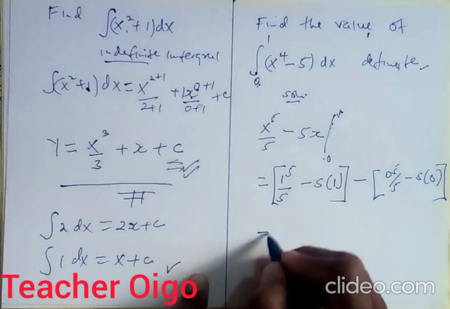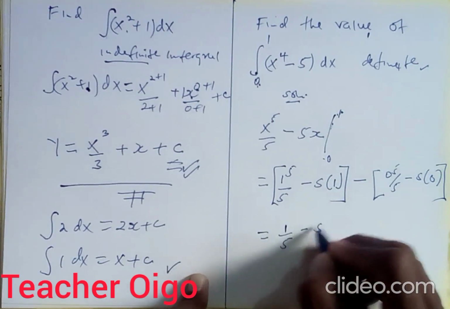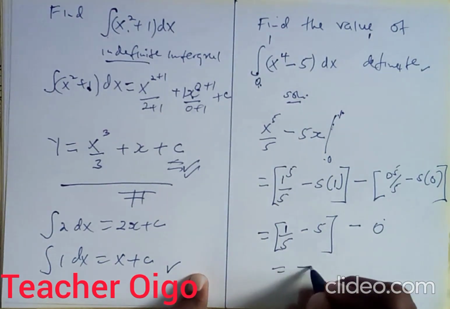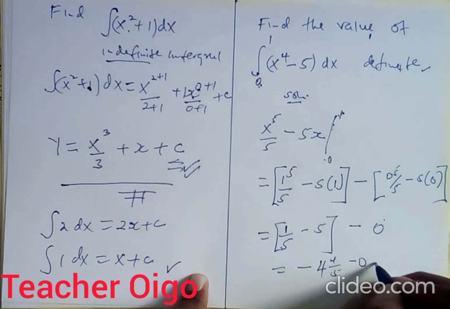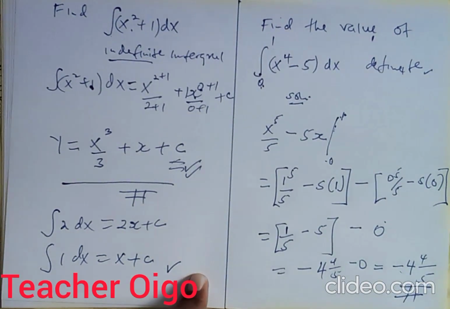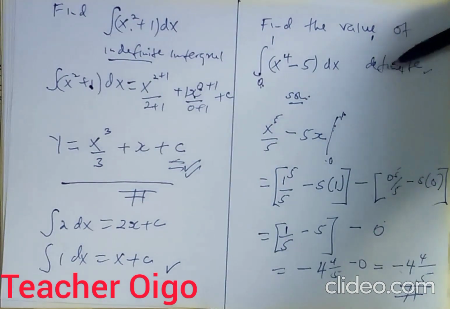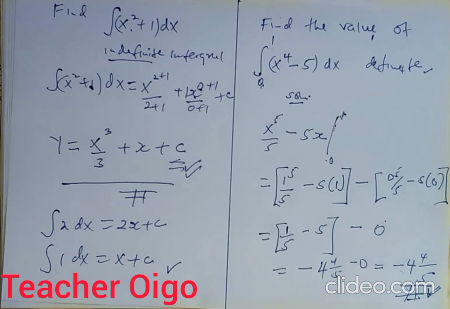Once you're at that particular point, you actually work out, which will be 1 over 5 minus 5, then minus 0. Now this one is going to be negative 4 over 5 minus 0, which ends up being negative 4 over 5 as your final answer. And that's why we agreed that when you are using this particular approach, remember that when you have a definite integral, the solution you're expecting at this particular point is a numerical number.